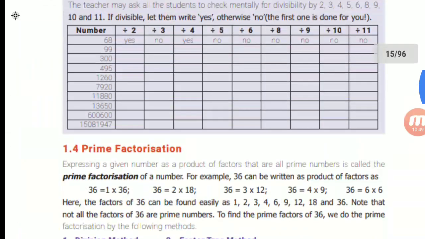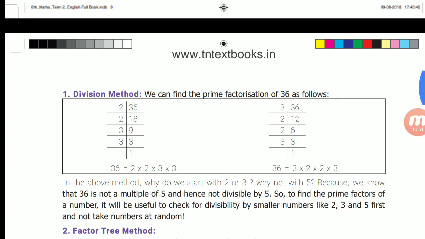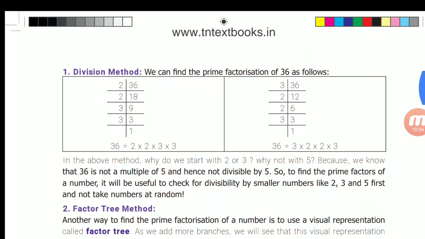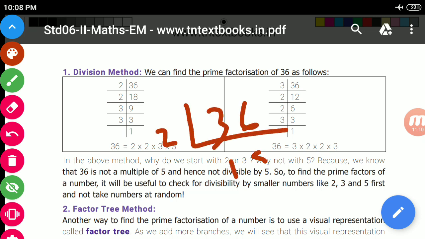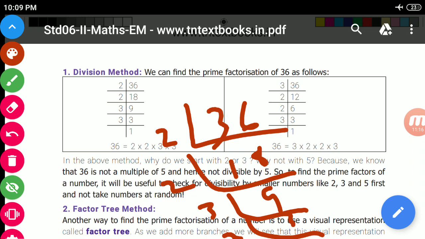There are two methods in this. One is the division method, another is the factor tree method. We normally follow the division method. Here they specify the division method. Normally we practice like this: 36, 2, 18, 2, 9, 3, 3, once again 3, 1.